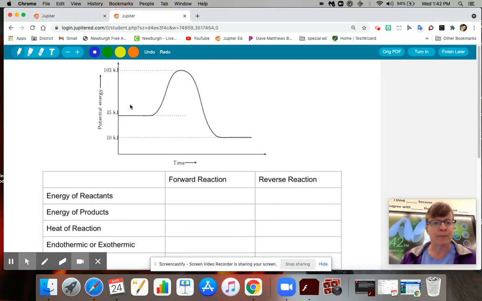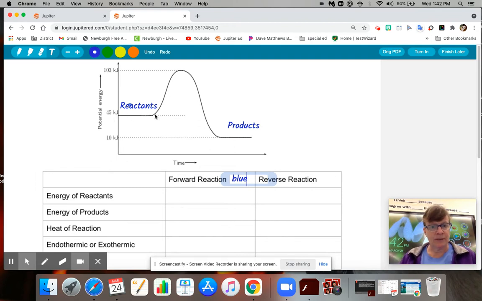In blue, I'm going to label. These are my reactants over here. And over here would be my products. And this is for the forward. And so my forward is going to be blue. Let's just look in the forward direction.